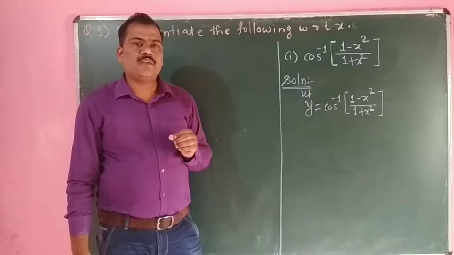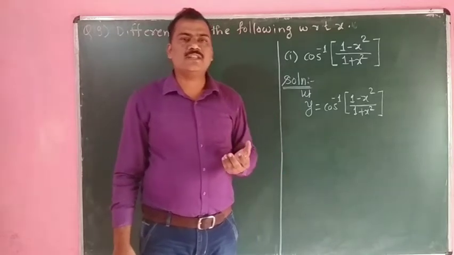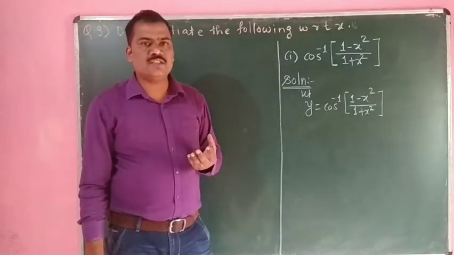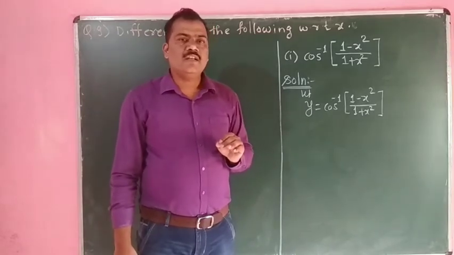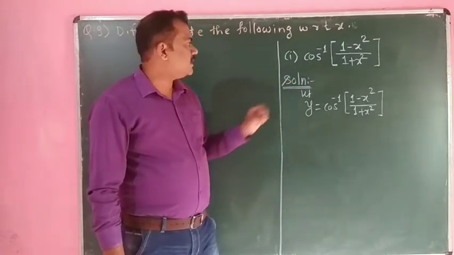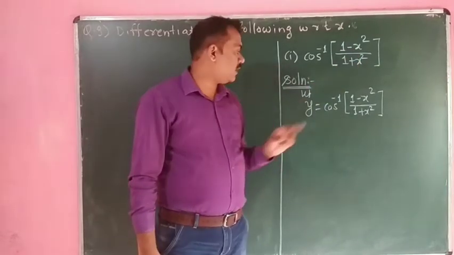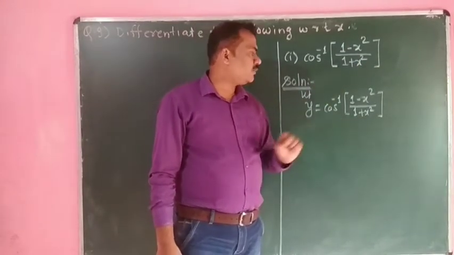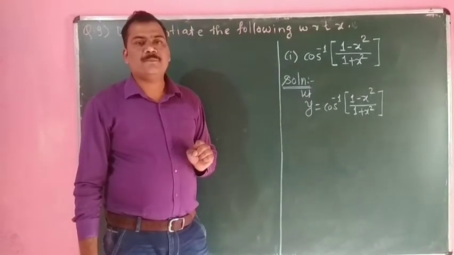In the topic differentiation, we have to discuss some standard formulae. After some standard formulae, we have to discuss some standard substitutions. By using these substitutions, we have to solve these examples. Now, what is the first example? Cos inverse of 1 minus x square divided by 1 plus x square. Let y is equal to cos inverse of 1 minus x square divided by 1 plus x square.